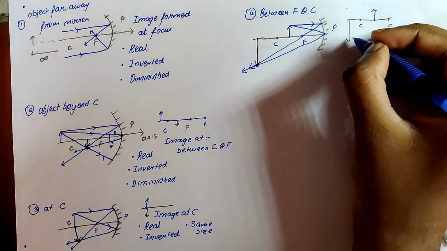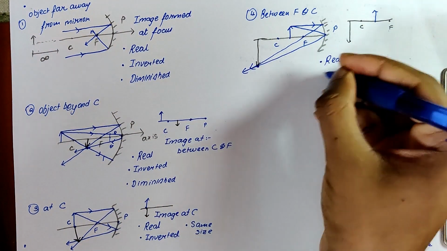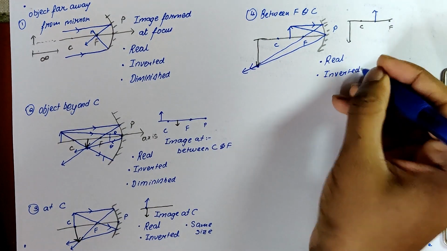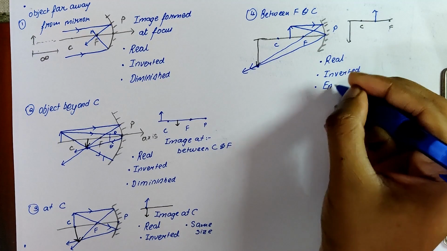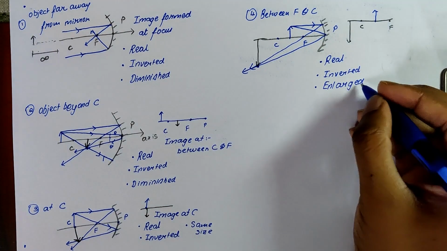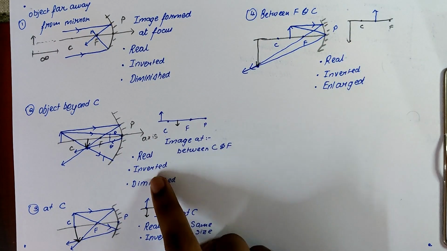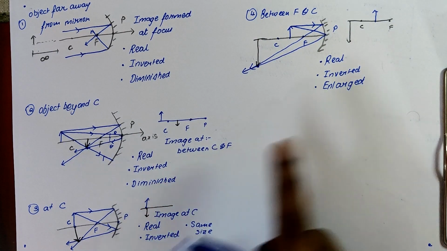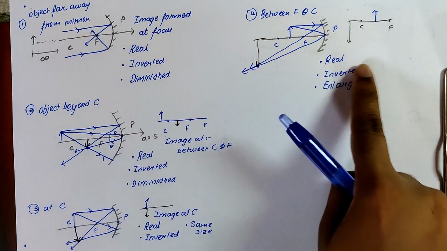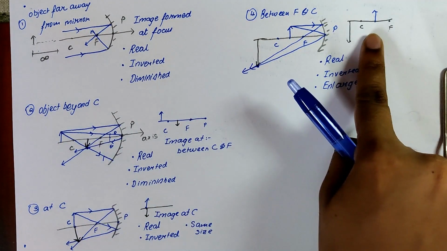Now you can see from the past example, we know it's real, we know it's inverted, but it's enlarged, it's big now. You notice the difference between this case and this case. The two properties are the same, but here it is enlarged, here it's diminished. Here the object is beyond C, here the image is beyond C. Here the image is between C and F, here the object is between C and F.